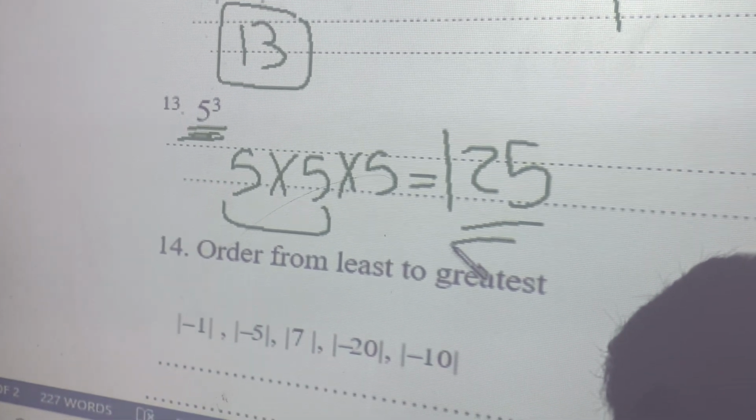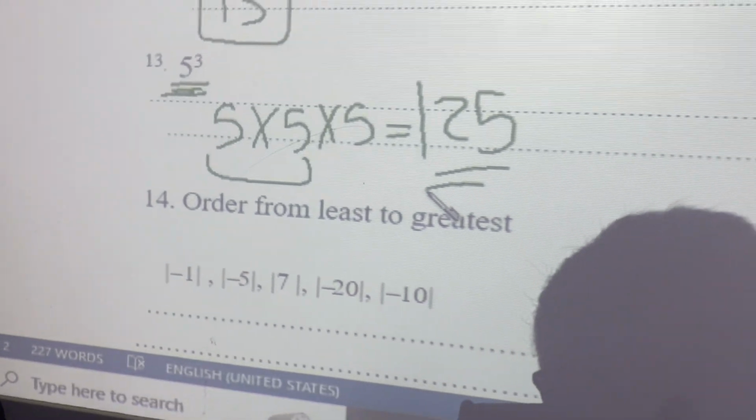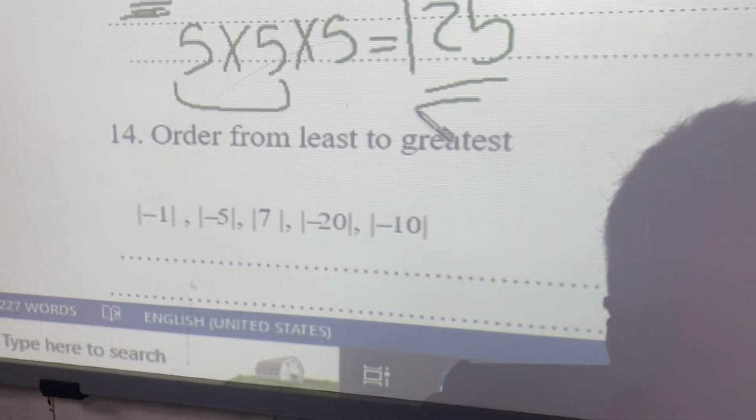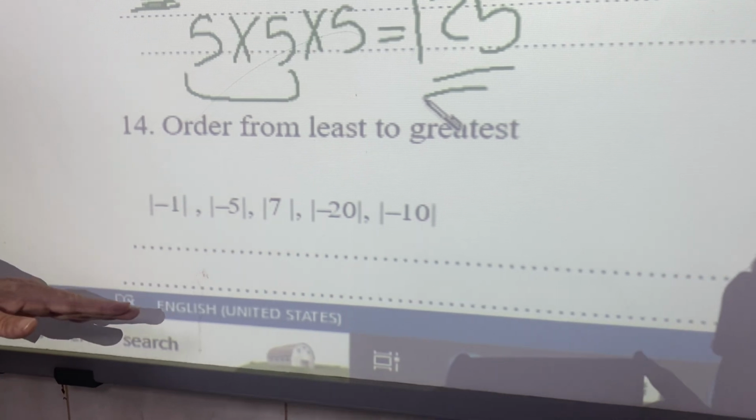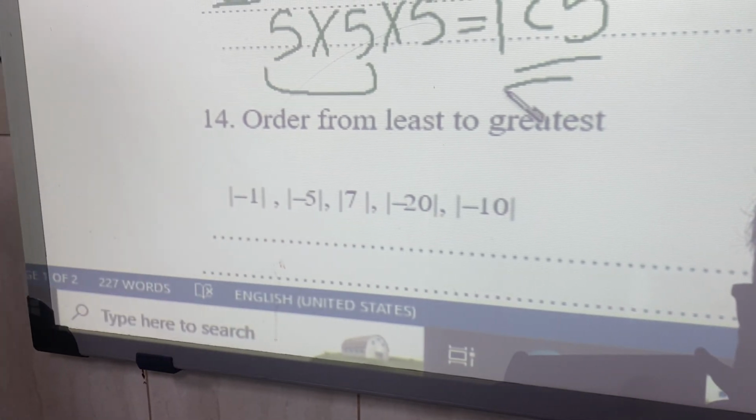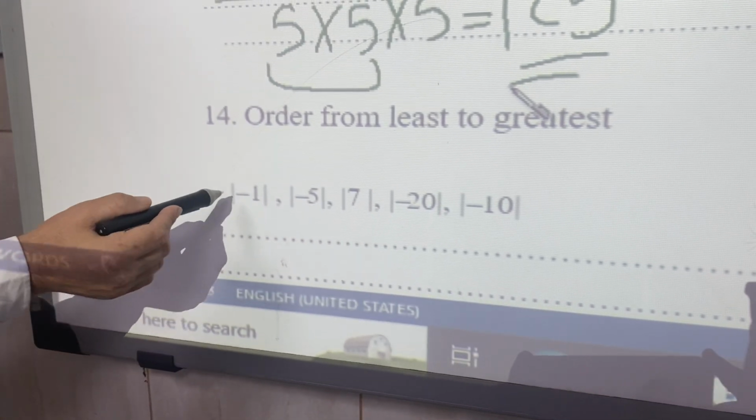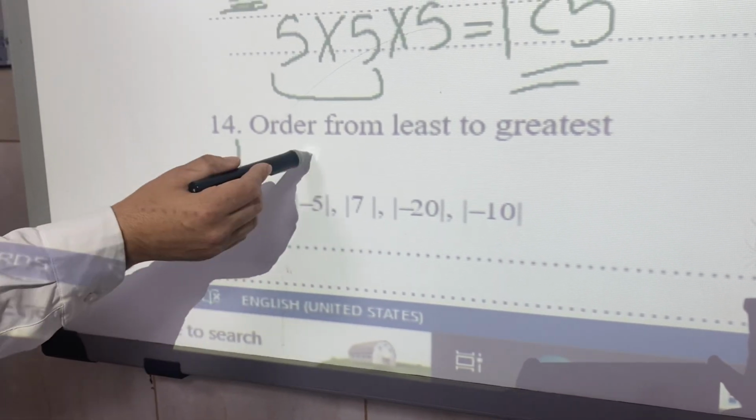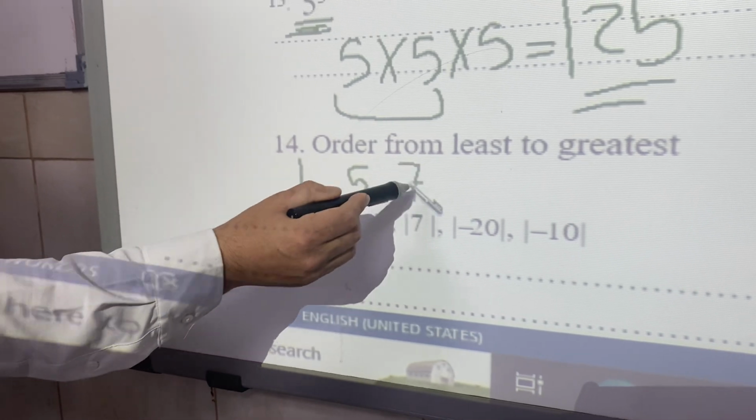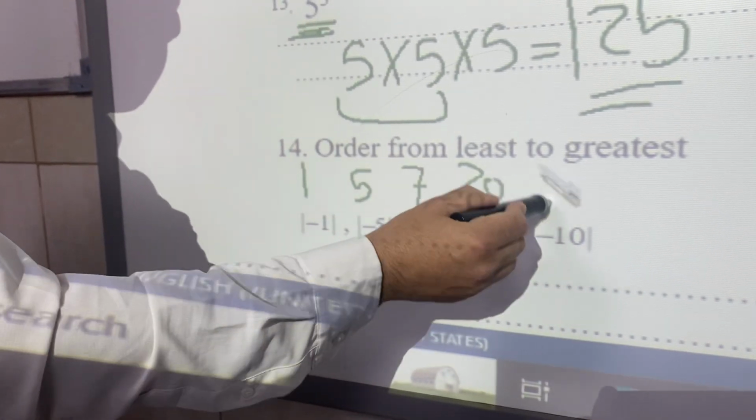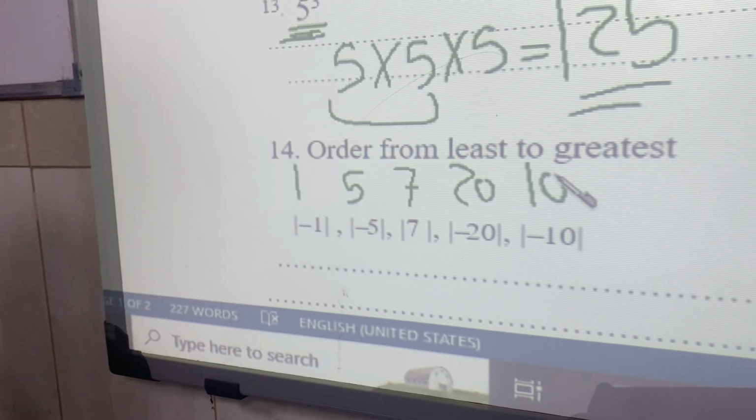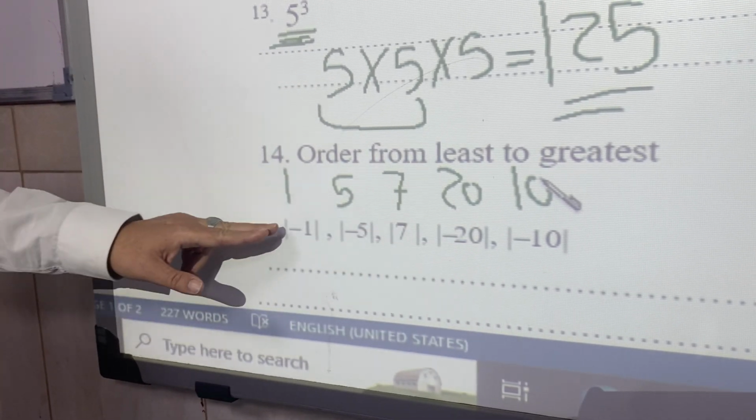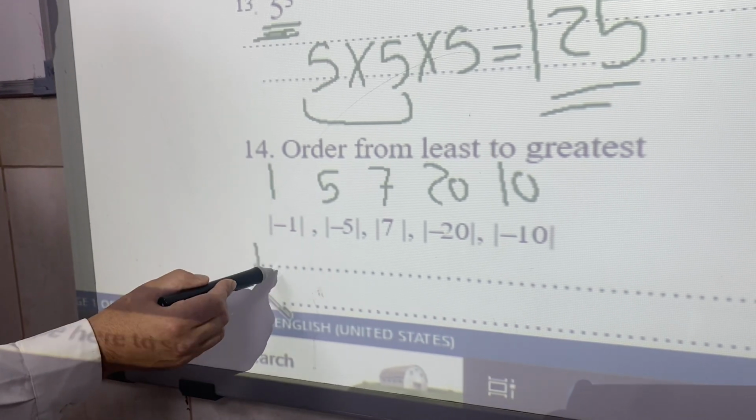Now the last question, order from least to greatest the absolute value of these numbers. Now don't be confused and write negative 20 as the first one, because you need to find in your mind the absolute value of these numbers. This is the absolute value of negative 1, this the absolute value of negative 5, this 7, this 20, this 10. Now I order them. When you order them, don't write these numbers, you have to write the absolute values. So this will be the first one, absolute value of negative 1.